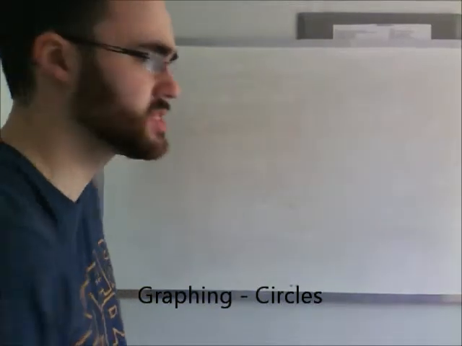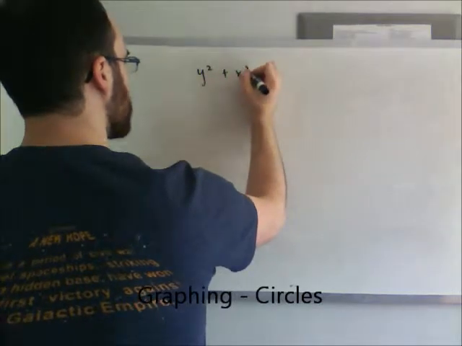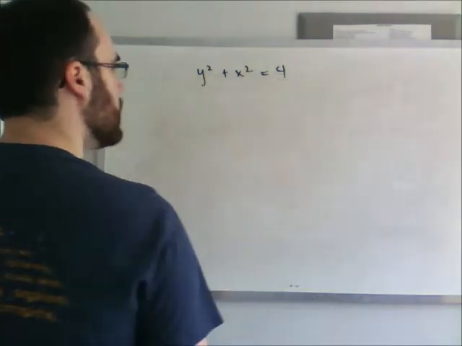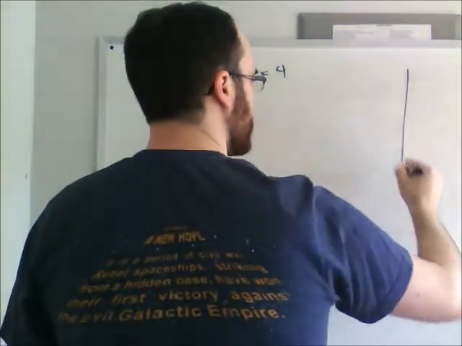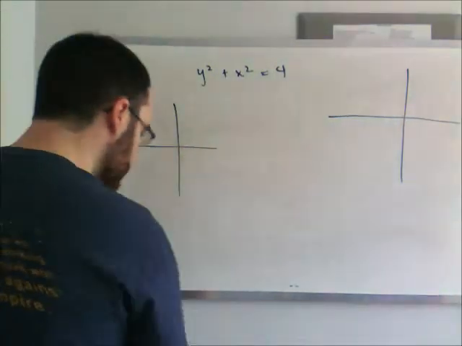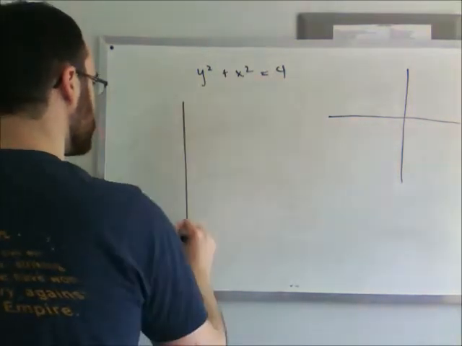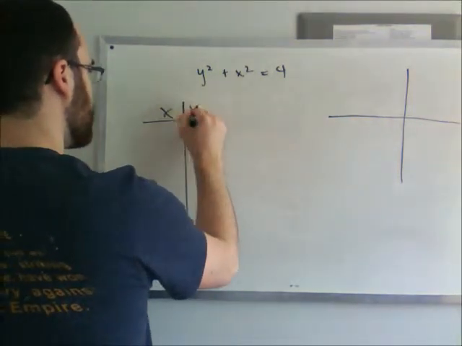Let's now talk about plotting some circles. A circle equation is y squared plus x squared equals 4. So let's plot this on the graph. Again, we don't know what we're doing, so let's write a table of values here with x and y.